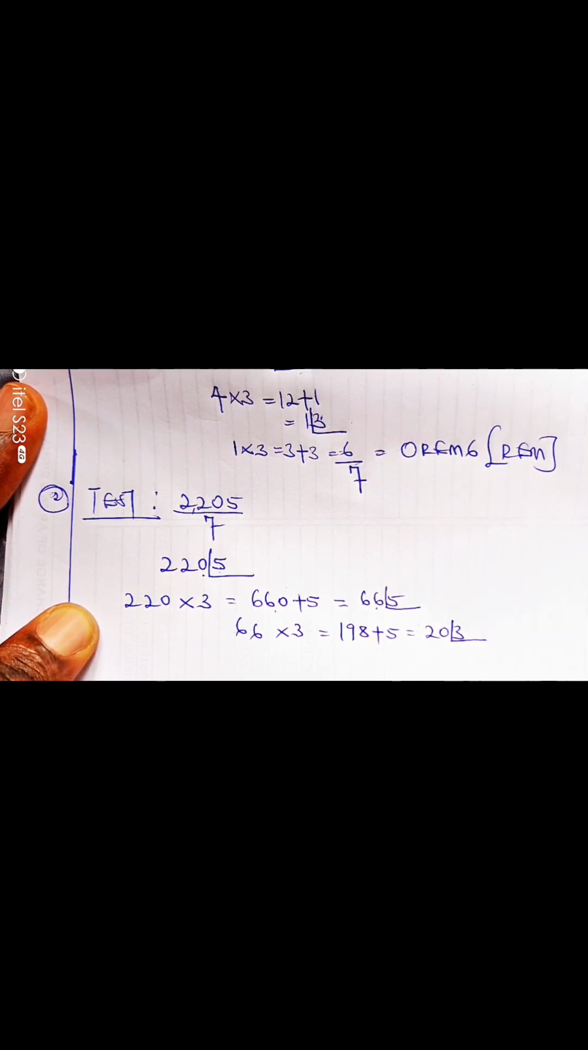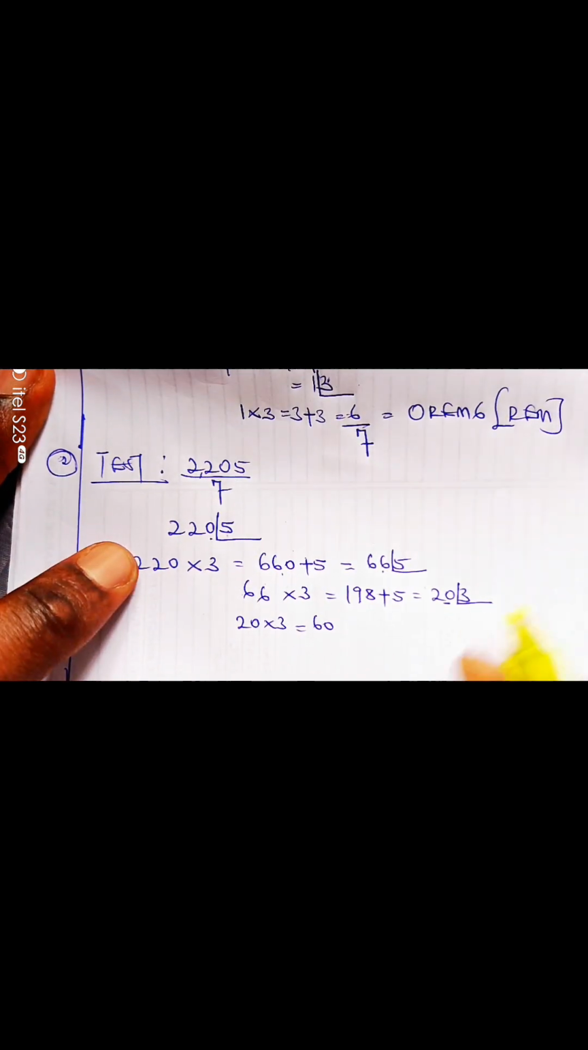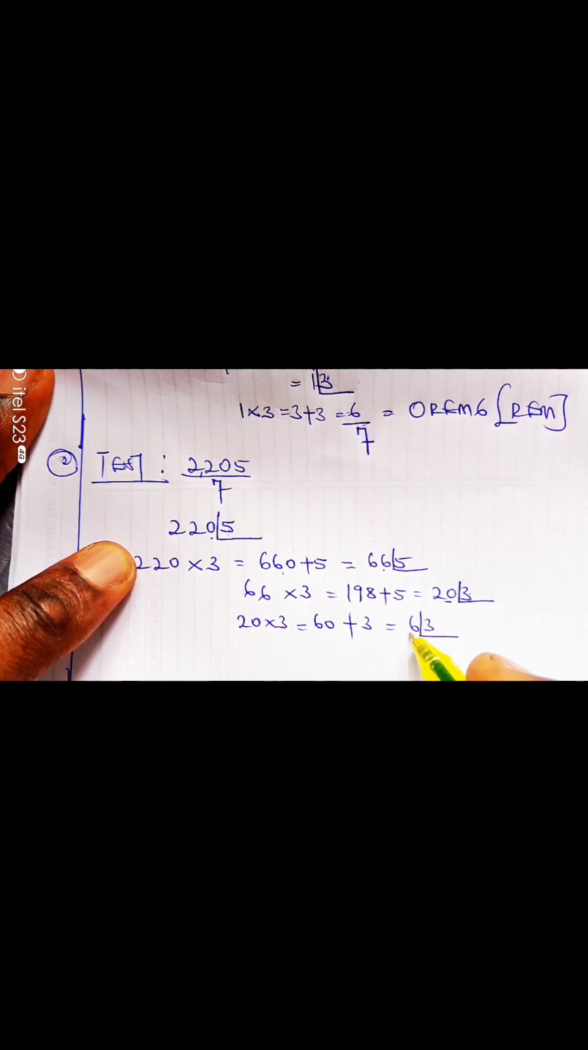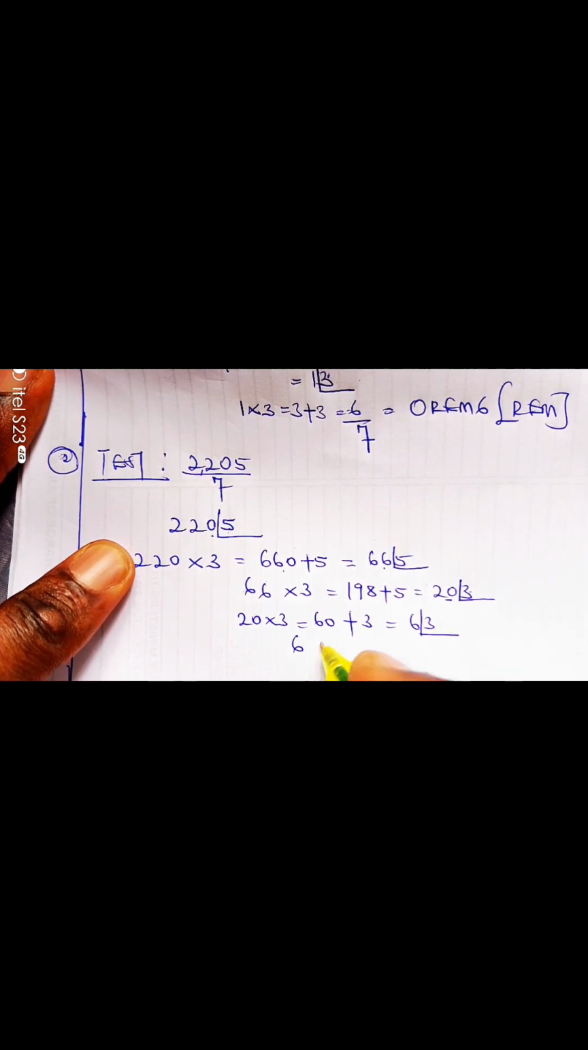The next step, I will do again. I will mark off my last digit, which is 3. The 20 in front, I will write it down. 20 times 3 is 60. Then add the 60 to the last digit at the back, which is 63. The next thing is I will mark off the last digit again. What do I have in front? 6. 6 times 3 is 18. Add 18 to the 3, that is 21.